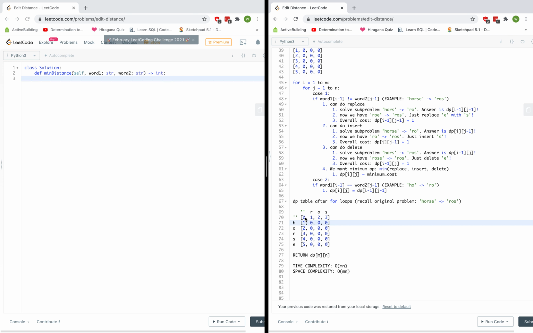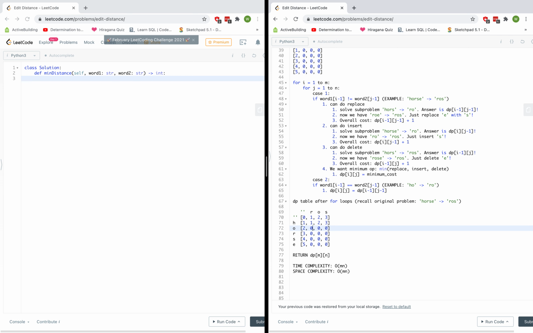So we finished with the first column and first row, and we're starting at coordinates 1, 1. We're going to see, does H match R? It doesn't, so we're in case 1. So does that mean we do a replacement, insertion, or deletion? Well, we are either looking to the left, upwards, or diagonally. And we're going to take the minimum, which is 0, and add 1 to that. So that's going to be 1. Next. Does H match with O? Does not, so minimum, which is 1, plus 1 is 2. Next, does H match with S? It does not, so minimum is 2 plus 1 is 3.